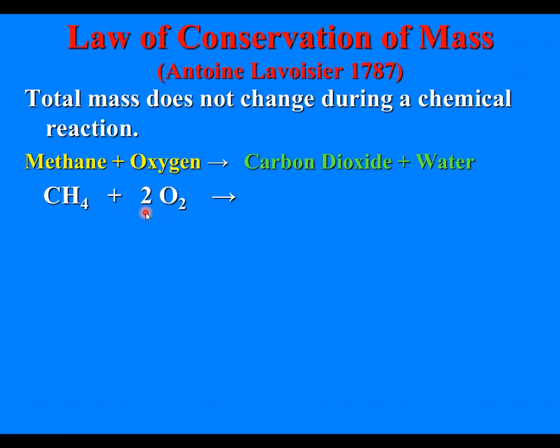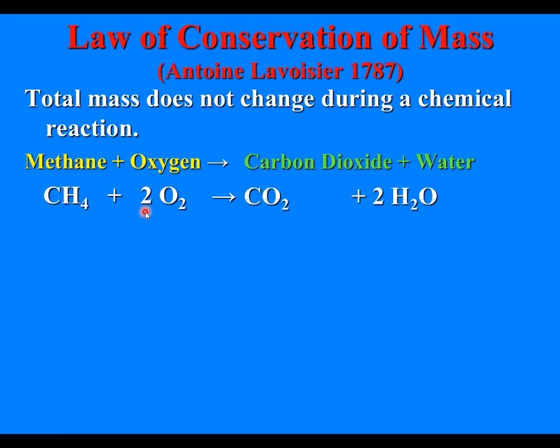The coefficient in front of the O2 is a 2. That means I have 2 of these molecules, even if the molecule has multiple atoms in it. The 2 here indicates 2 oxygen atoms, and that subscript are bonded covalently to one another, but then I have 2 of these little groups of 2 oxygen atoms, 2 diatomic molecules. That's what this coefficient 2 tells me.